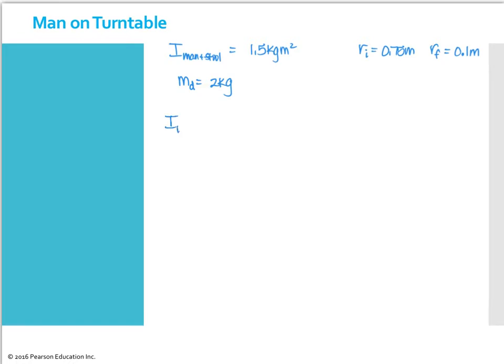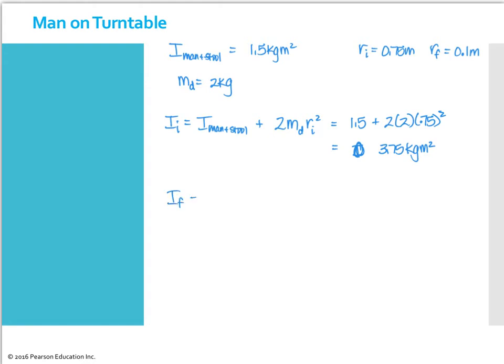So the initial moment of inertia in this situation is that of the man and the stool, and then plus each mass, so two of them, the mass of the dumbbell times their initial distance from the center of rotation. So we get 1.5 for the moment of inertia of the man and the stool, plus 2 times the mass of each mass, which is 2 kilograms, and then 0.75 squared. And so the initial moment of inertia of this arrangement is 3.75 kilograms meters squared.